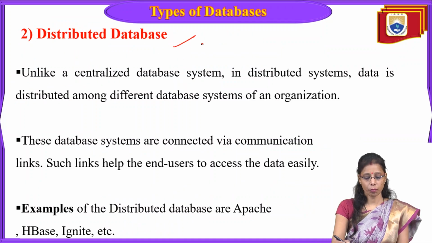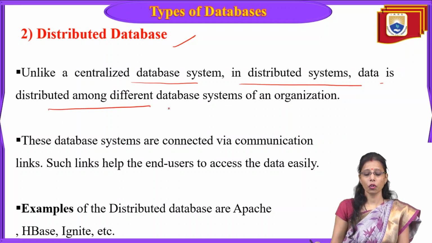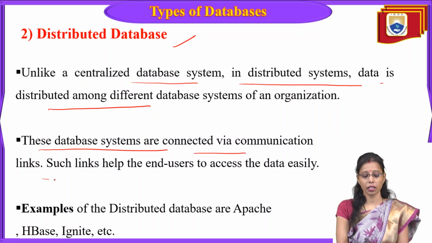Now, the distributed database. We have learned about the centralized database, and now we're learning about the distributed database. Unlike a centralized database system, in a distributed system, data is distributed among different database systems of an organization. These database systems are connected via communication links. Such links help the end users to access the data easily.